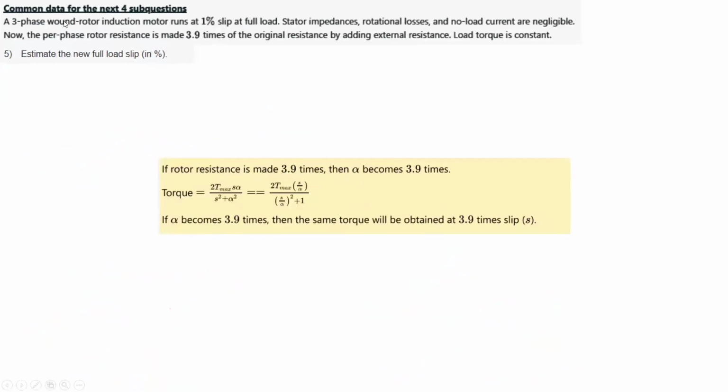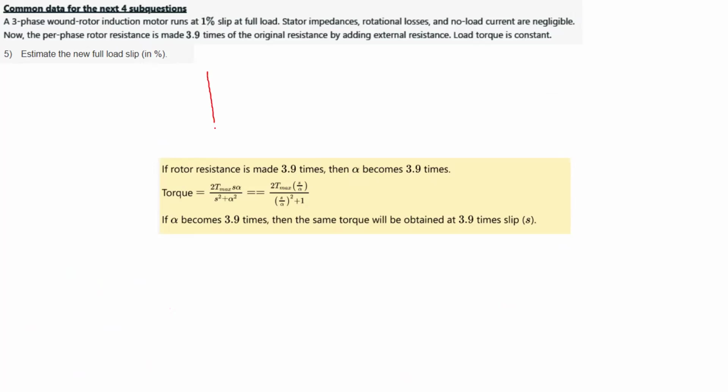Now this is another set of data which is given. Here a three-phase induction motor is running at 1% slip. It is saying that it runs at 1% slip at full load. Stator impedances, rotational losses, and no load current are negligible, meaning the simplified equivalent circuit. Now they are saying, if the per phase rotor resistance is made 3.9 times the original resistance by adding an external resistance, what will be the new full load percentage slip? Now this is a very interesting question, and I'll tell you why.